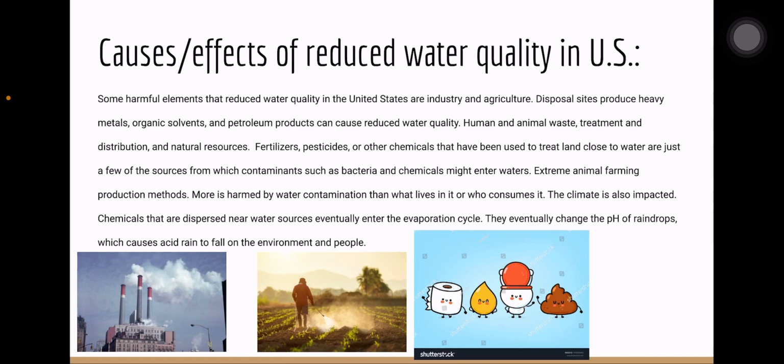For this slide, I chose a picture of a factory in the United States because that is a major problem. I chose another picture of pesticides and fertilizers being sprayed onto these crops. And I decided to do this last picture to correlate with the human and animal waste.